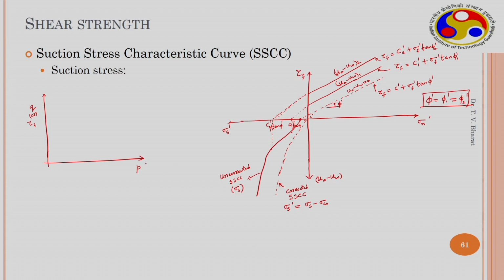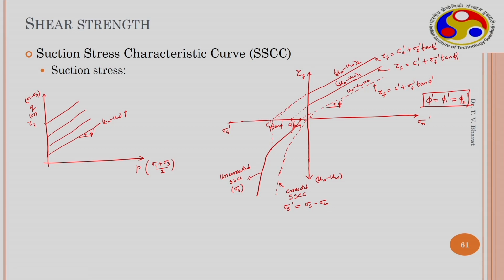The mean stress represented here is sigma 1 plus sigma 3 by 2, and here this is sigma 1 minus sigma 3, that is deviatoric stress. When this is plotted, you get a series of straight lines with nearly the same angle of internal friction phi dash, but different intercepts for different matrix suction values. So, this is UA minus UW increasing upward. So, the strength is increasing for any given mean stress.